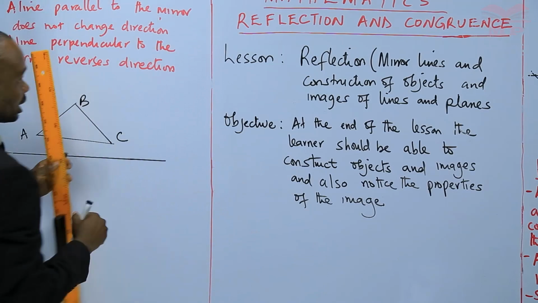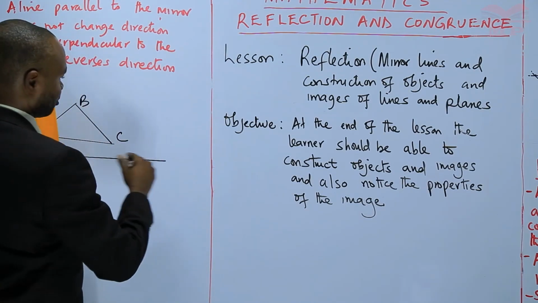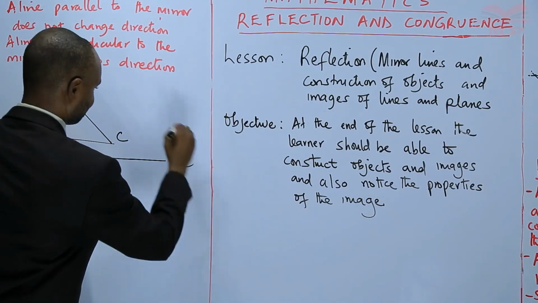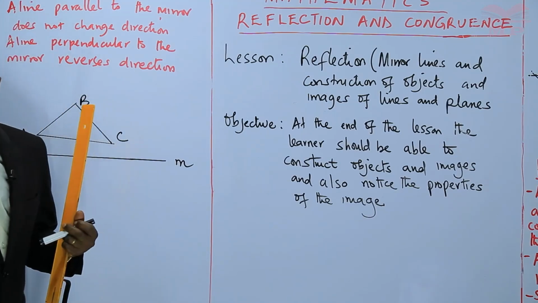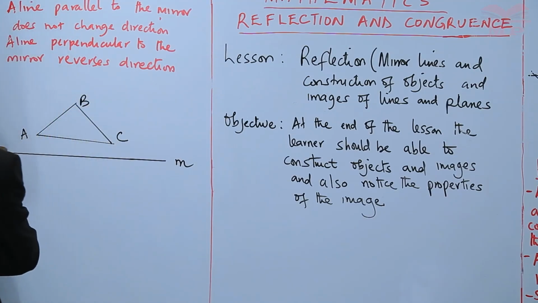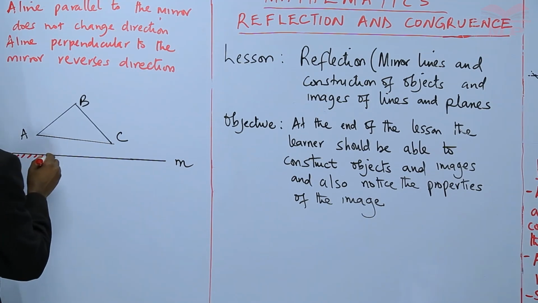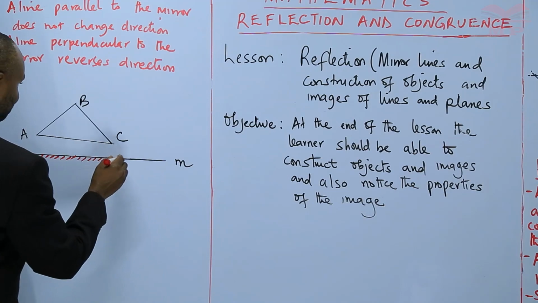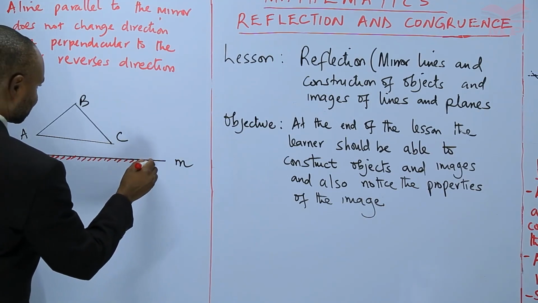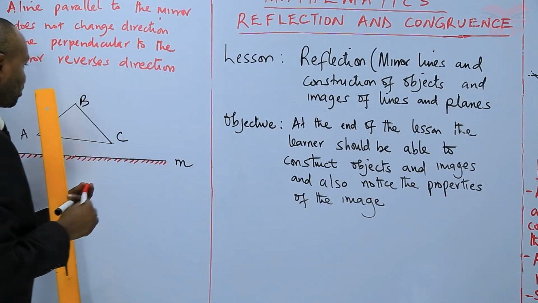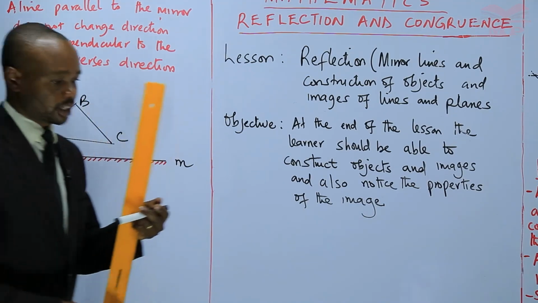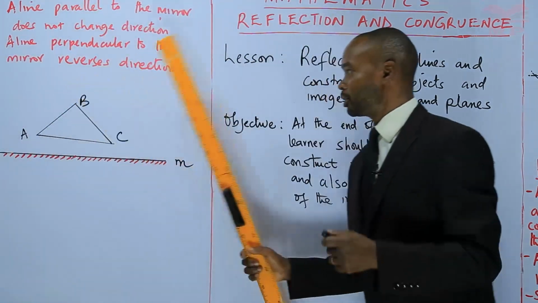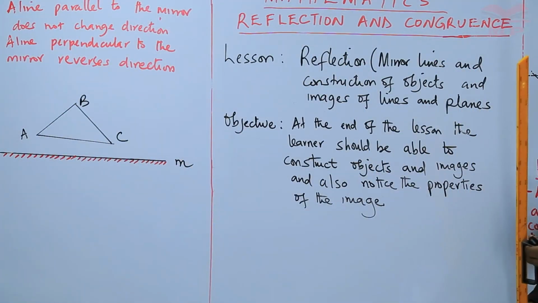So as usual, I denote my mirror line with M. That is my mirror line, and you can put that for the polished side. That means it is not the reflecting side, it is polished to give the mirror its reflecting properties. So I want to reflect my triangle ABC on that mirror line.